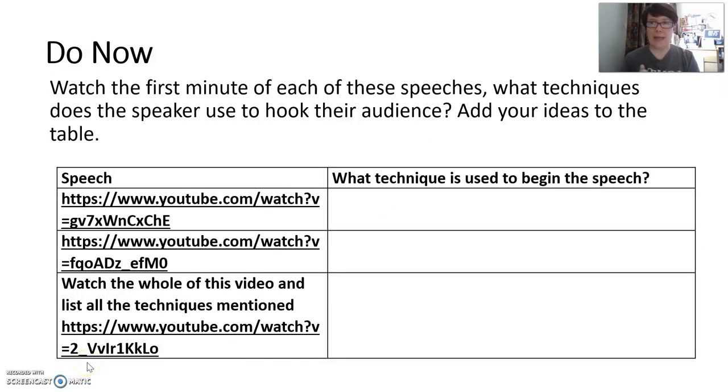Okay, so your do now task today is to watch a few more speeches. Remember, this isn't something that we spend a lot of our time doing. Very few people spend a lot of time giving speeches on a regular basis. So it's really good for you to watch a whole bunch of speeches to get some different ideas about how people do their speeches, what sort of techniques they use to hook their audiences, or what sorts of things they're talking about. So we've got 3 YouTube videos here that we would like you to watch, and you're only going to watch the first minute of each video.